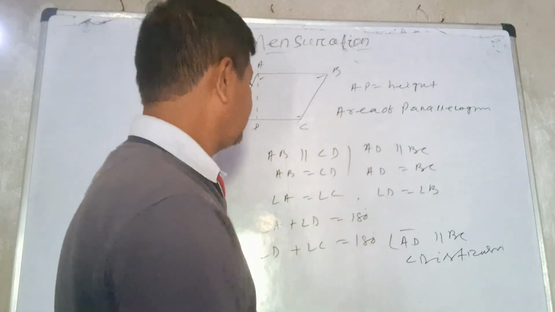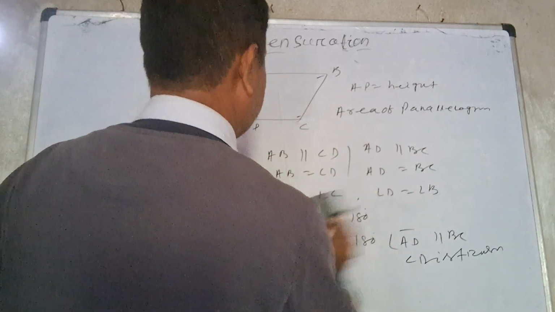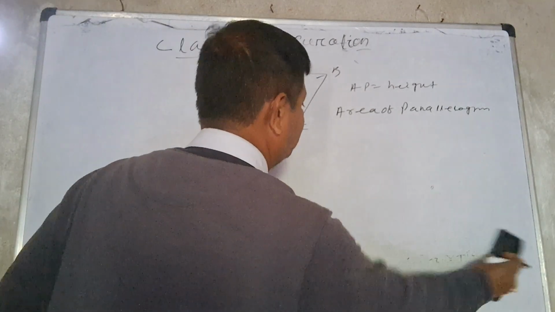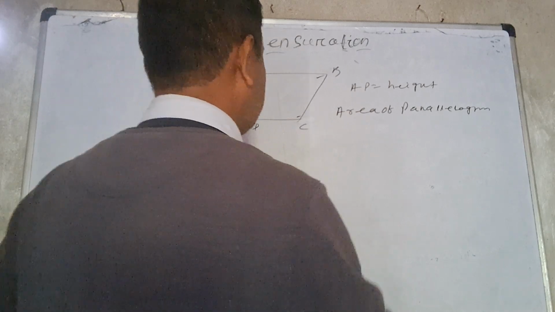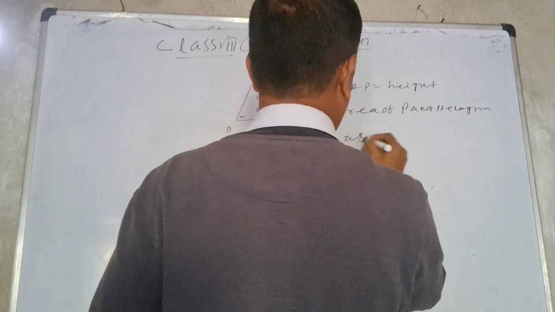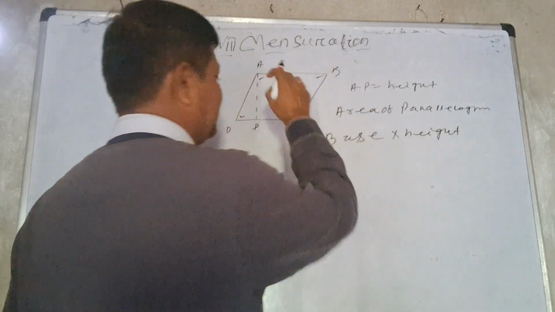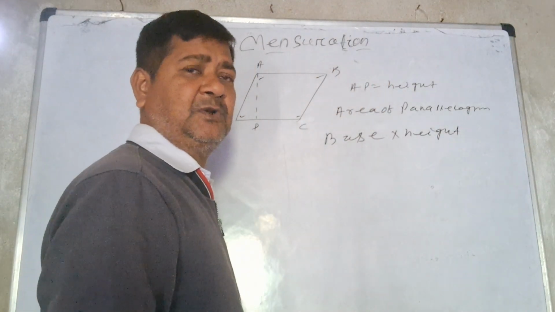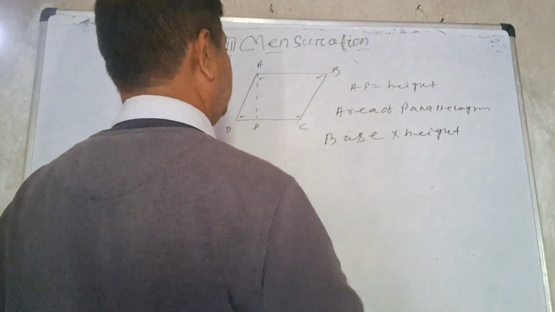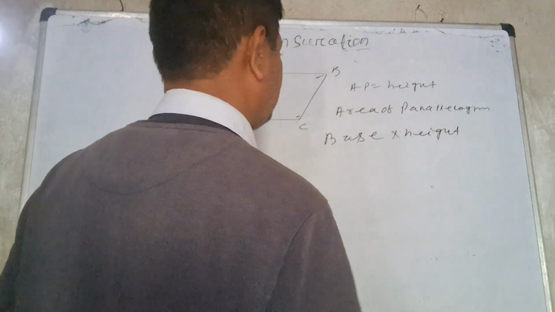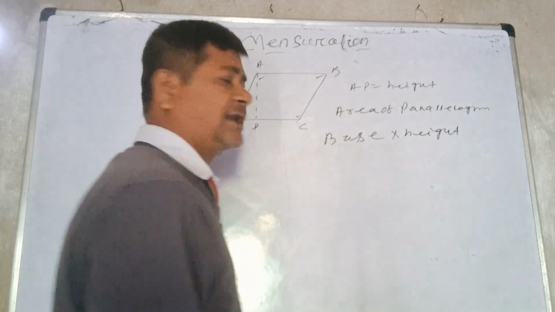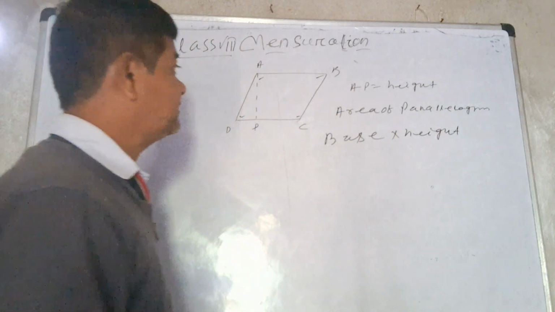Let's go to all about your parallelogram. Then the area of the parallelogram. Very simple formula: only base into height. If the base and height are given, you will be able to find the area of this polygon, the parallelogram.